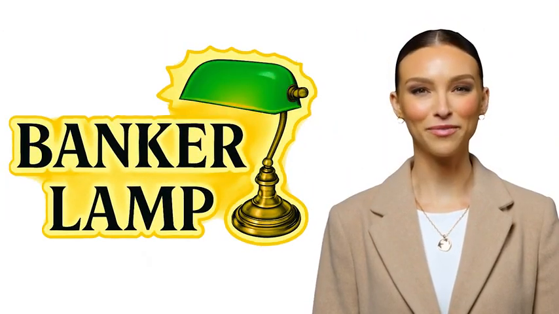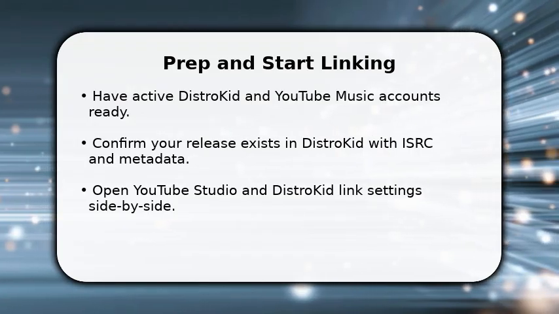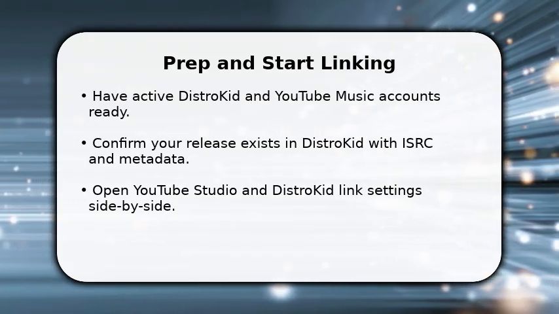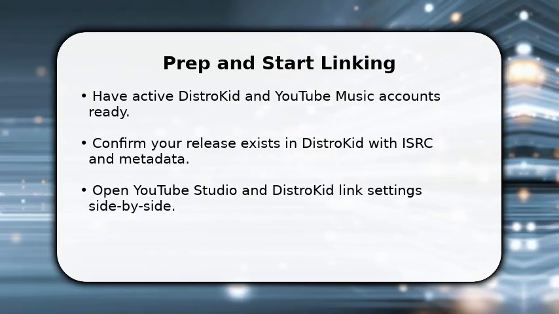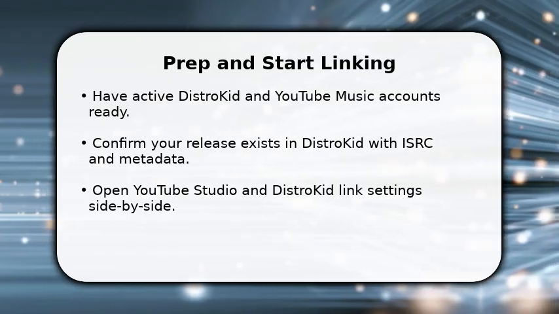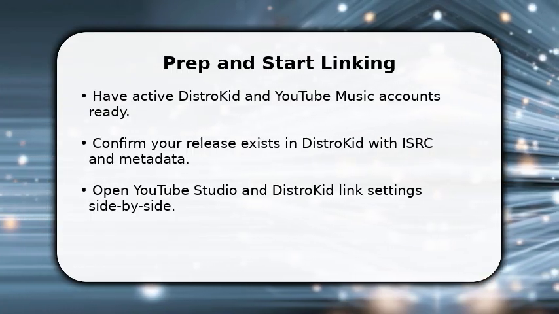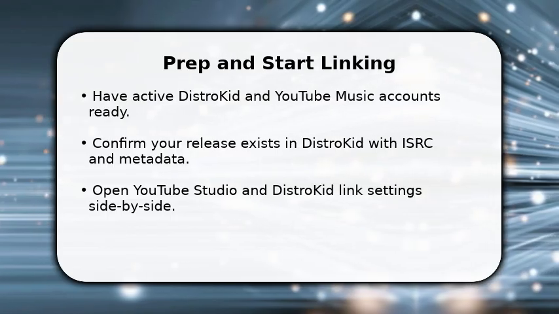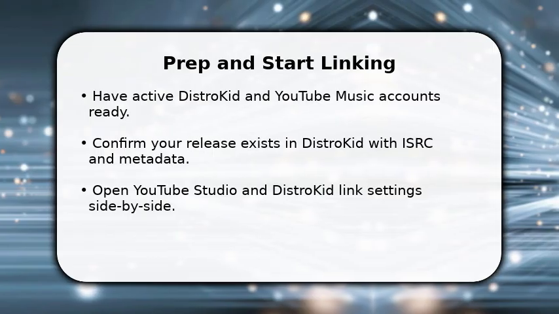You begin by confirming both accounts and the release details. This avoids delays. Log into Distrokid and find the release page, then copy the SRC and exact track title. Next, open YouTube Studio and head to monetization or content owner tools depending on your access. Once done, make sure channel ownership and email addresses match between services because mismatched accounts block the link.